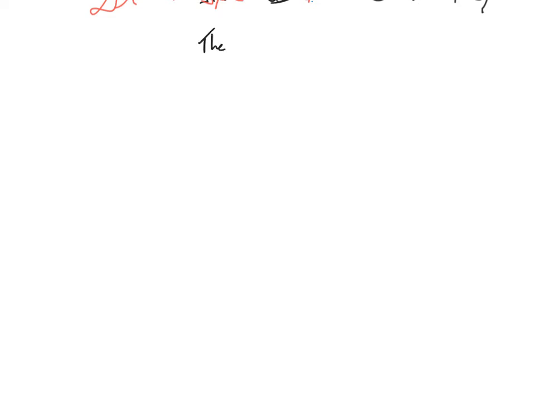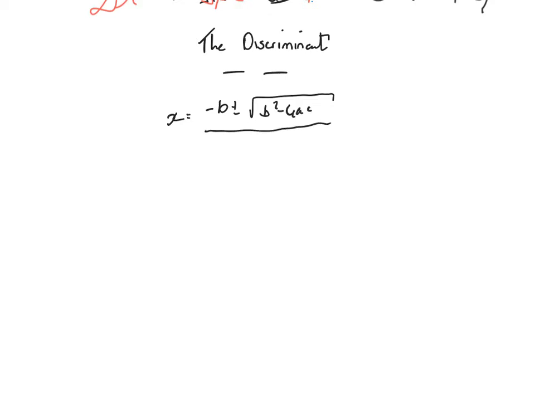Okay, we're going to look at something called the discriminant. Now, the discriminant is actually a part of the quadratic formula. So the quadratic formula is given by minus b plus or minus the square root of b squared minus 4ac, all divided by 2a. Now, the bit inside here, the b squared minus 4ac, that's called the discriminant. So let's get that down. D equals b squared minus 4ac.